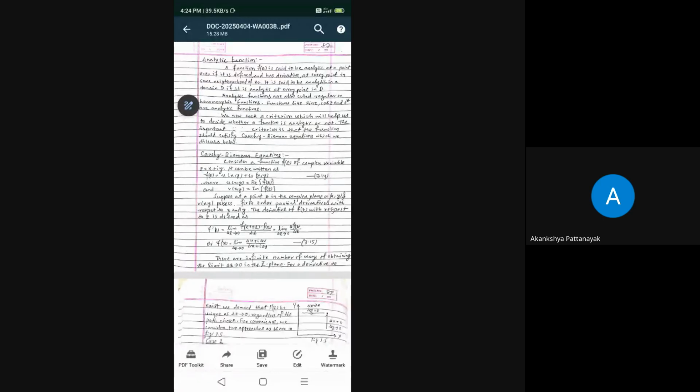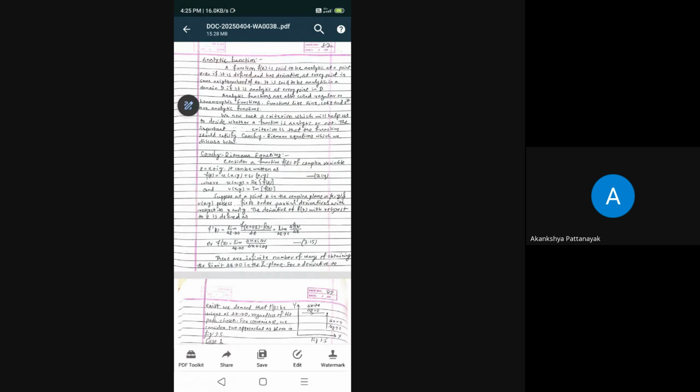So you might have a function f, which is a function of z, where z is a complex number and can be represented in the form x plus iy or a plus ib. A function f(z) is said to be analytic at a point z equal to z0 if it is defined and, most importantly, has a derivative at every point in some neighborhood of z0.